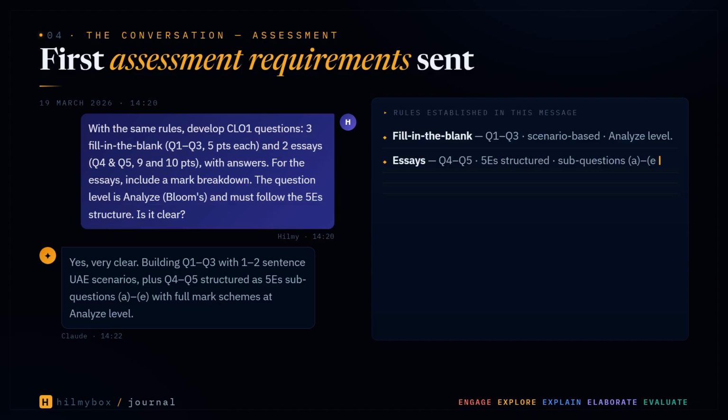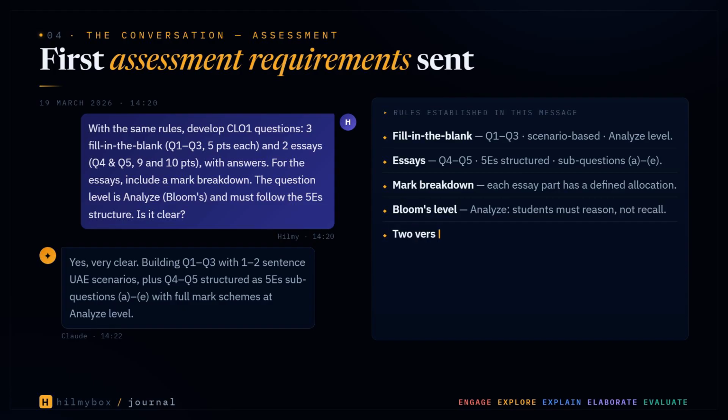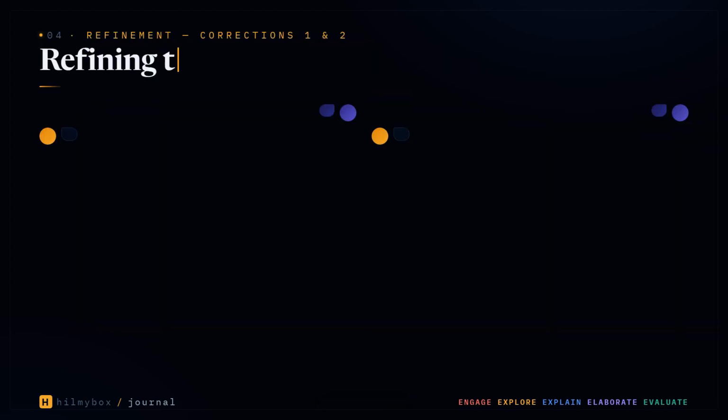The rules established in this message: fill in the blank, scenario-based at analyze level, essays, 5Es structured, with sub-questions A to E, a mark breakdown where each essay part has a defined allocation, Bloom's level analyze so students must reason, not recall, and 2 versions, V1 and V2 per CLO, for academic integrity. Part 4. Refinement, Corrections 1 and 2.